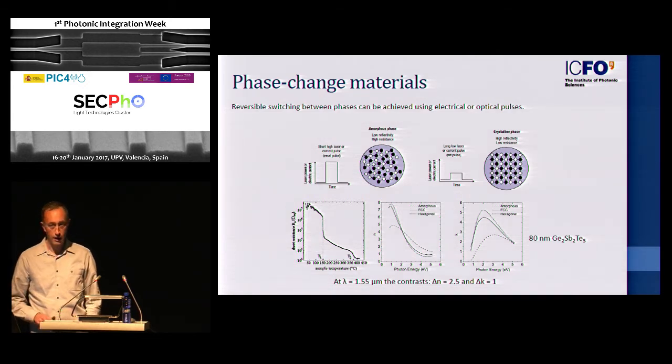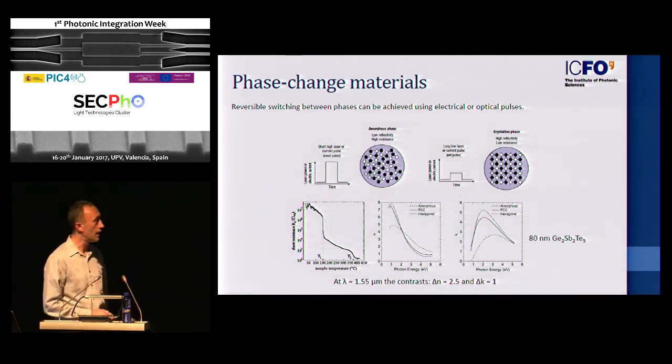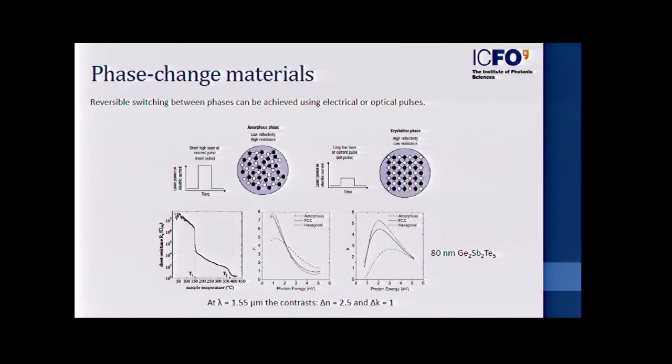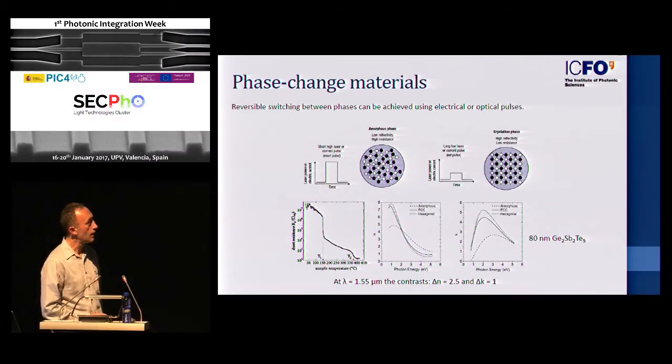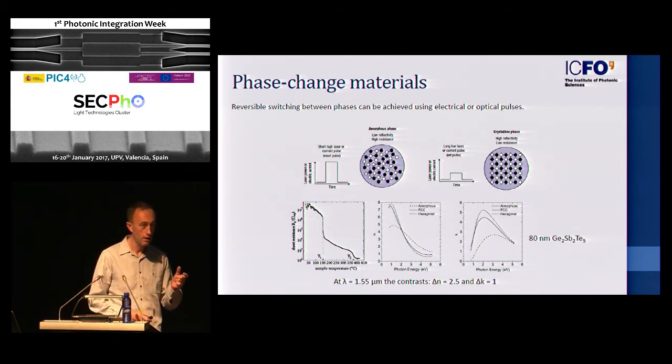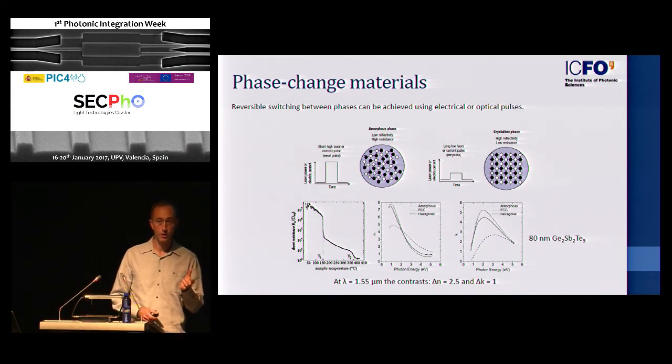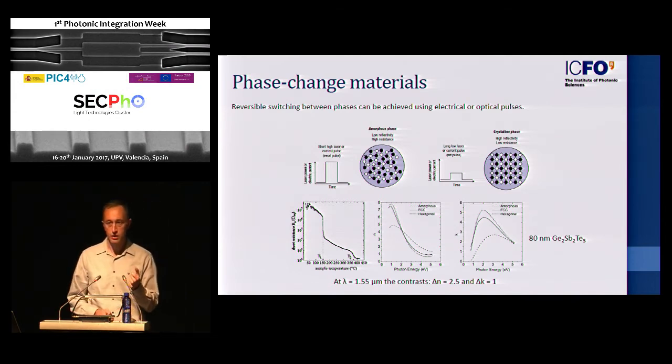So what are phase change materials? Phase change materials are essentially materials that can live in two different states. One is the amorphous state, and the other is the crystalline phase, right? And you can go from one state to the other by using current, light, and temperature. Physically, it is always temperature that switches from one phase to the other.